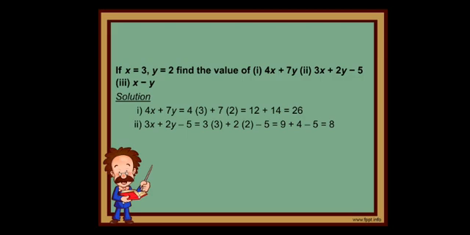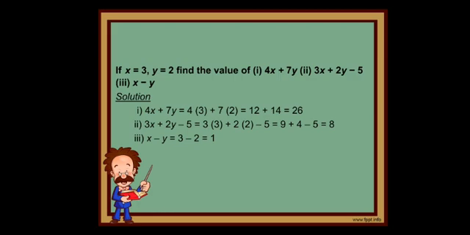Second one, 3x plus 2y minus 5. So in place of x we are substituting 3 and in place of y we are substituting 2. 3x plus 2y minus 5 is equal to 3 into 3 plus 2 into 2 minus 5. 3 3s are 9 plus 2 2s are 4 minus 5. 9 plus 4, 13. 13 minus 5, 8. So the value of 3x plus 2y minus 5 is 8 when x is equal to 3 and y is equal to 2.